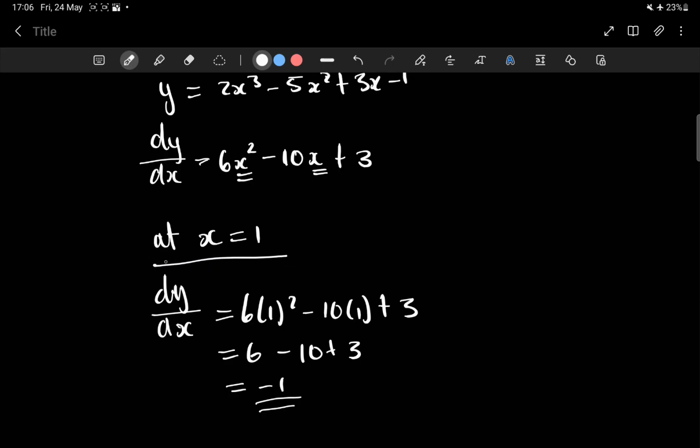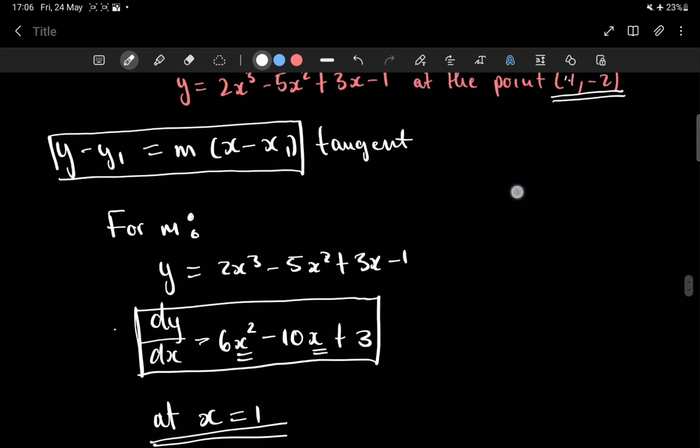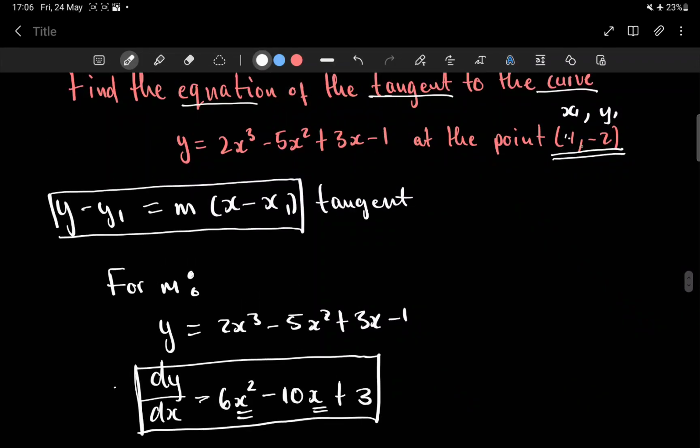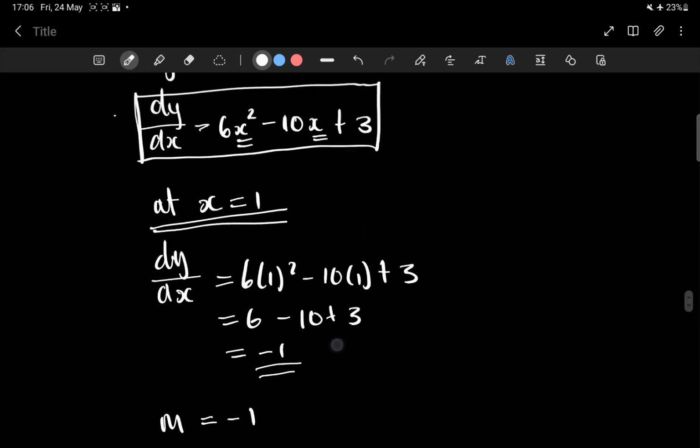You need to tell it where you are. Let me tell you, dy/dx is the gradient machine. It is the gradient, yes, but because the gradient is different at different positions, it is the machine. It gives you the gradient if you tell it where you are. So here we told it where we are, and then it told us the gradient. So we can now say m is equal to minus 1. We are done, and we can get the equation. We have the point already.